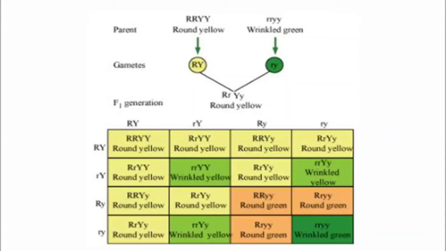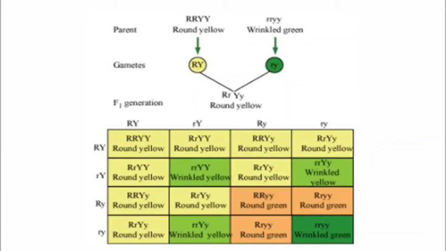Now we have to draw a table which signifies all the 4 categories, how it can be cross-pollinated with each other. Yes. So the resultant obtained is what? One result would be round and yellow. Then other will be round and green. Next wrinkled and green. Then wrinkled and yellow.